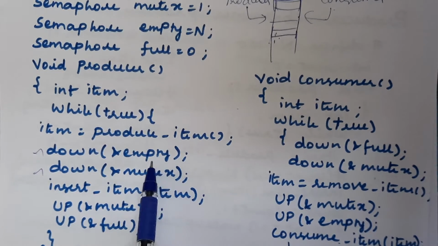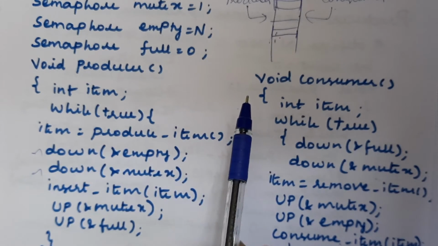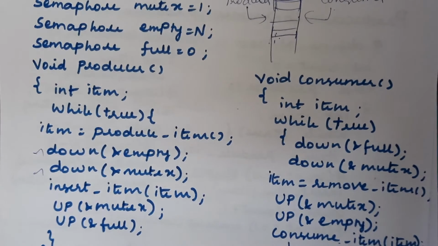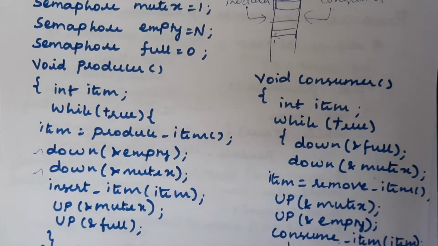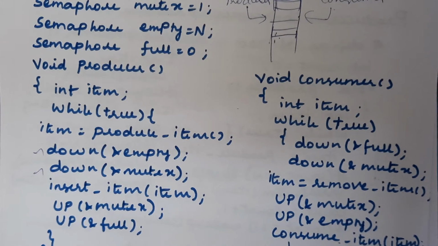Empty equal to 0 means what? There are no empty slots available in the buffer, so this producer cannot perform its task. It cannot produce any item because it cannot store it in the buffer, since there is no empty space. So this process has to block, and we make it sleep.